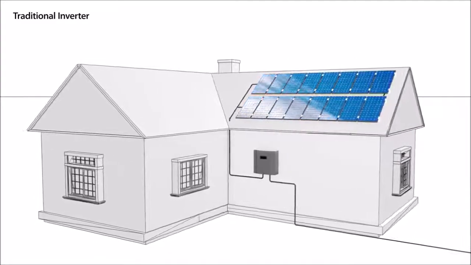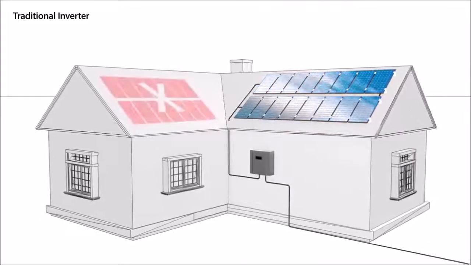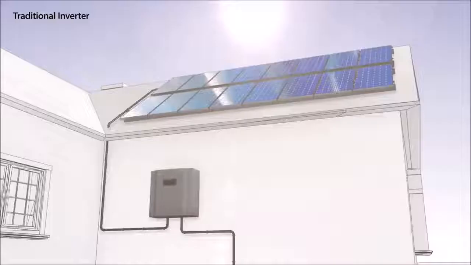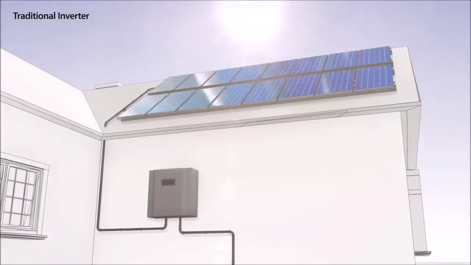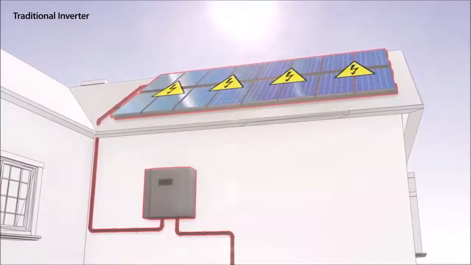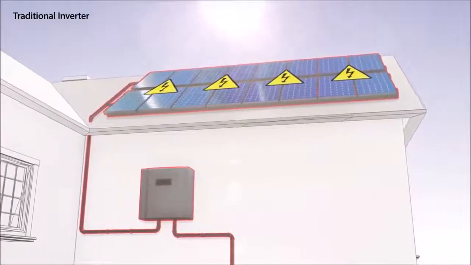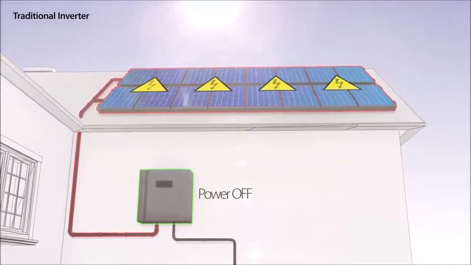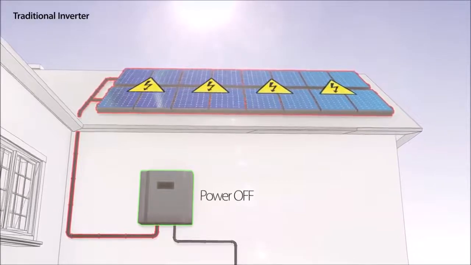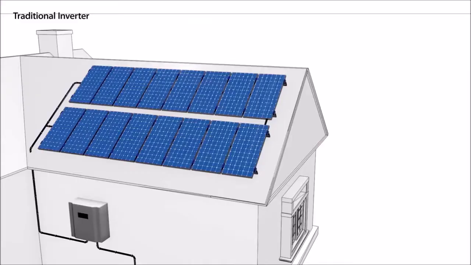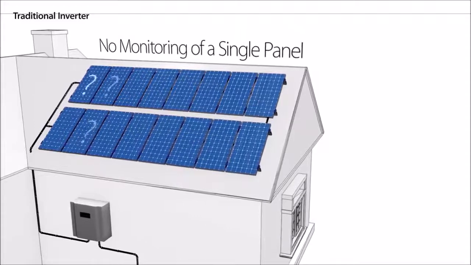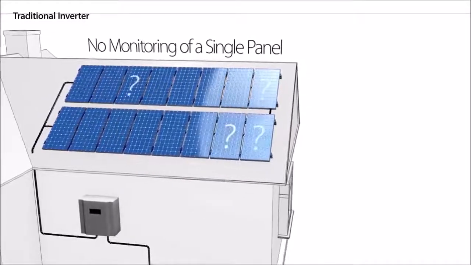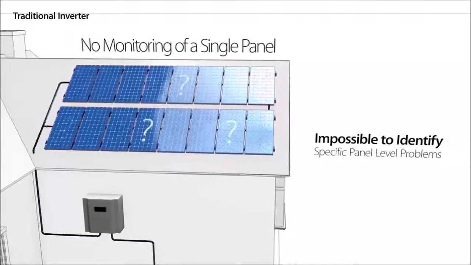Real-life installation constraints result in either wasted roof space or unnecessary duplication of system components. The DC cables which connect the panels to a string carry high voltage as long as the sun is shining. The traditional inverter cannot shut down the panel's DC voltage, and therefore poses serious risks to installers and firefighters. A traditional system cannot track power output, temperature, or any other parameter of a single panel. This makes it impossible to identify specific panel-level problems remotely.